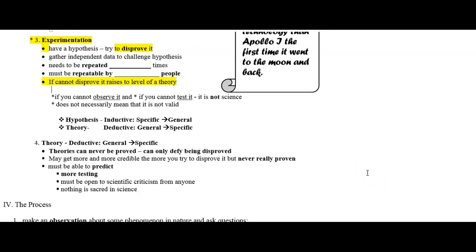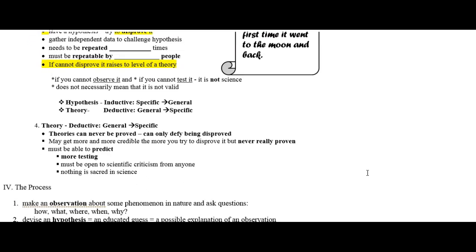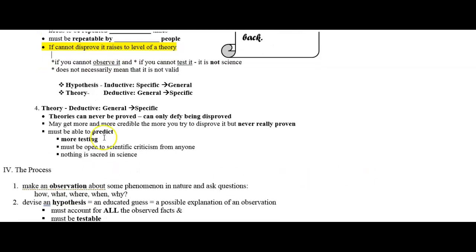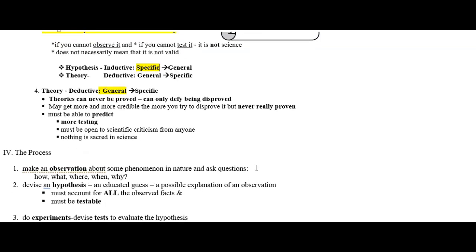So if that hypothesis passes the experiments, it hasn't been disproved, it goes to the next level, which is the theory. So theory, you start out with that general statement that you made in the hypothesis, and then you apply it to other specific situations, not just the one that started out with our initial observation. Again, theories can never be proved or proven. They can only defy being disproved. Make it more and more credible the more people try to disprove it. And it's never really proven.